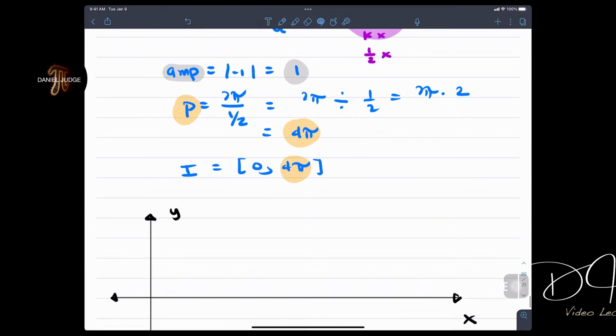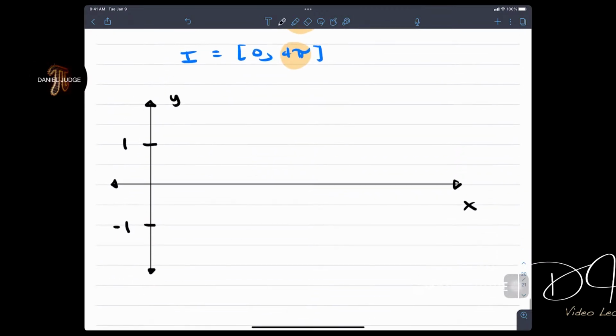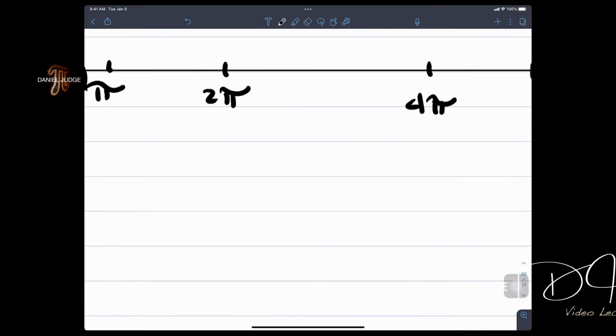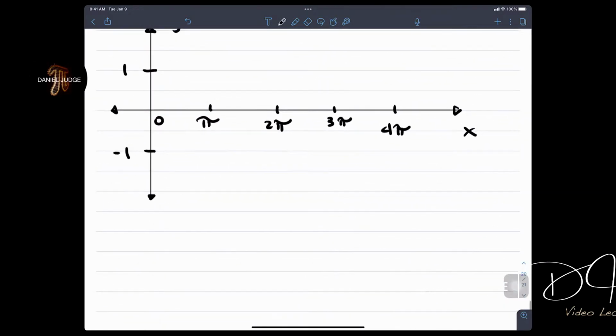So the amplitude is 1. Again, this is not going to be to scale. So we're going to go up 1 and down 1. Zero to 4 pi. Half of 4 pi is 2 pi, and then half of 2 pi is pi. And then you go, what's halfway between 2 pi and 4 pi? Well, add them. That's 6 pi. Divided by 2, you get that what? 3 pi, ladies and gentlemen. So do your arithmetic there. You can get these values.